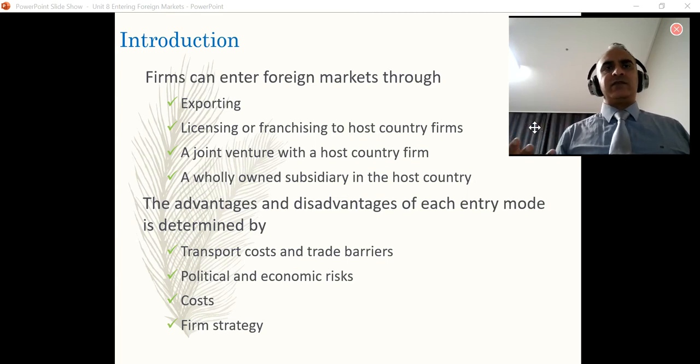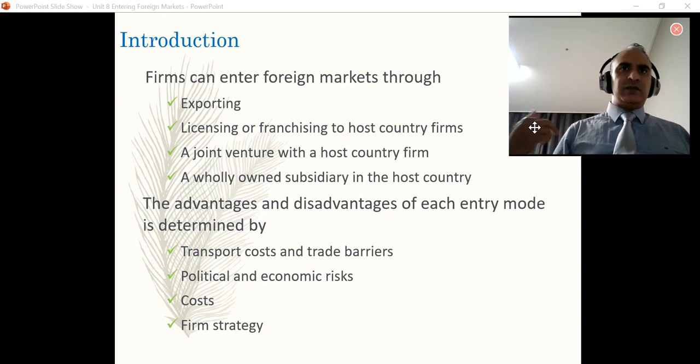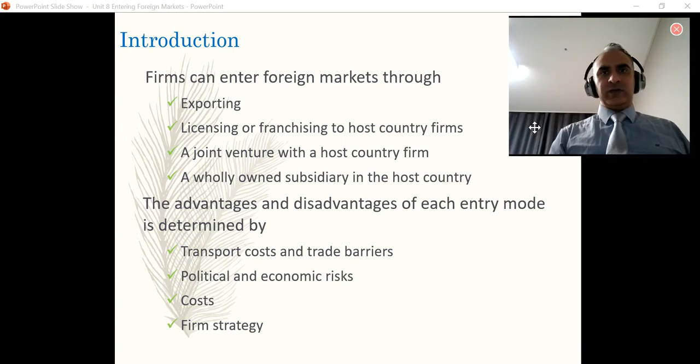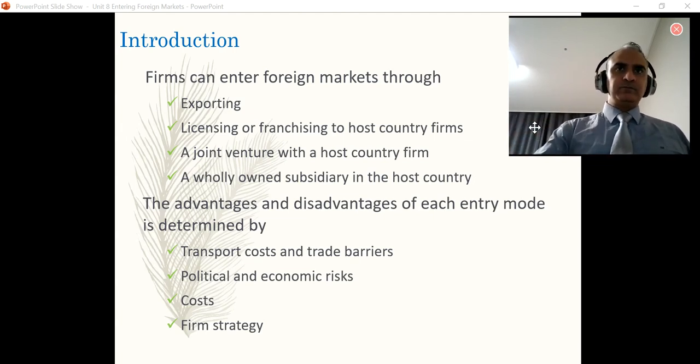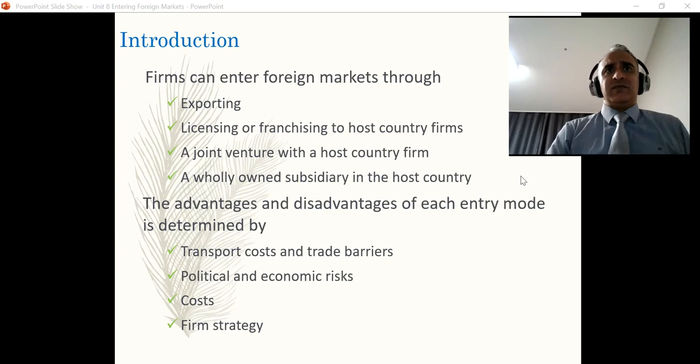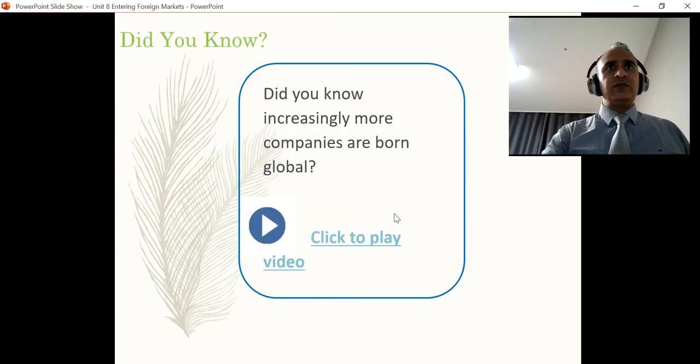I really have a factory there, and so all of these methods are determined mostly by how much risk you want to accept, what your strategy is, how much it costs, whether you have the capital to really go into another market, and also transportation costs and trade barriers. Sometimes I want to sell or have operations in a certain market, but I cannot. So maybe I'll need a joint venture. I need a partner to really sell it there. So let's go to that.